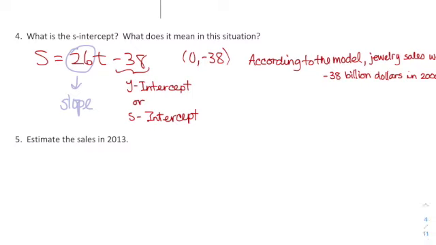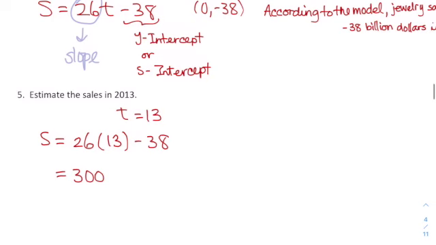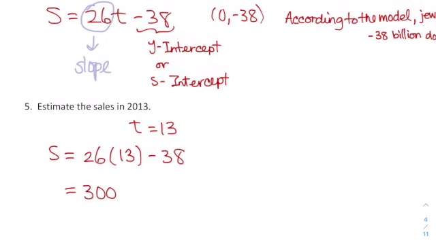Okay, so the next one, estimate the sales in 2013. Now, the first thing you need to realize is that 2013 means years since 2000. So your T, which is year, should be T equals 13. And then you need to plug into your equation. So that's going to be S equals 26 times 13, because that's T, minus 38. And then when you solve it, it is going to be 300. Okay, and then you are going to answer the question. According to the model, because it's the model that we base our answers off of, the worldwide jewelry sales were $300 billion in 2013.